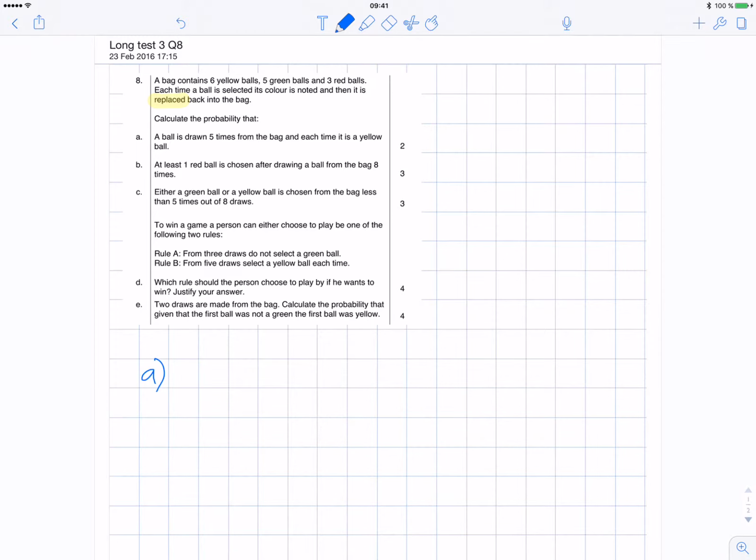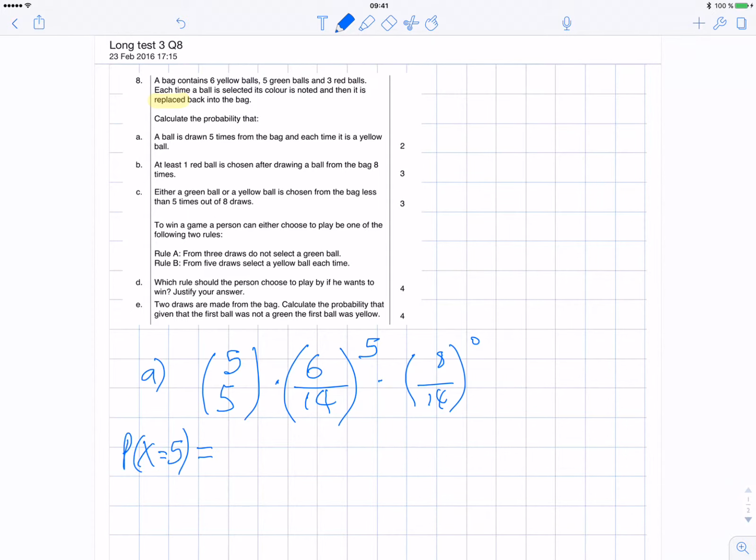So a ball is drawn 5 times from the bag. So n is 5, and each time it is a yellow ball. 5 choose 5, and we're doing the probability of a yellow ball is 6, and how many balls do we have? 11. 6 out of 14, and we know that has to happen 5 times, and then what's left over? We have 8 out of 14, and that's not happening at all. So we work out P(X = 5), and you could say X is yellow selected if you wanted.